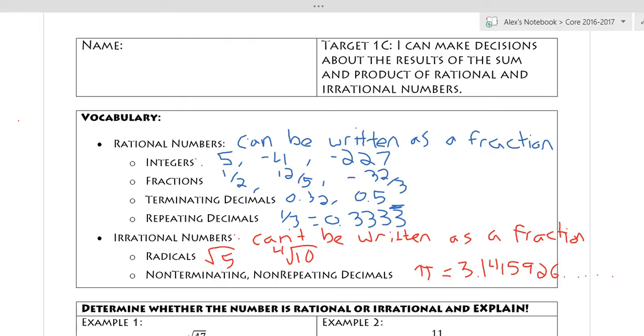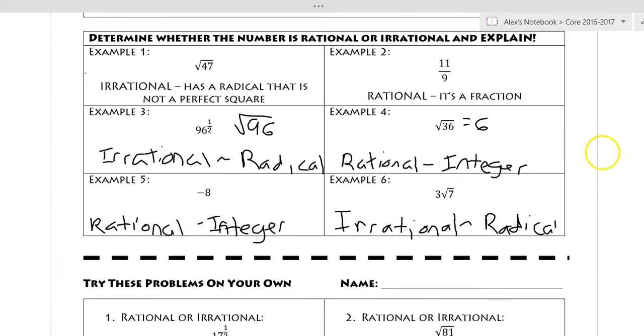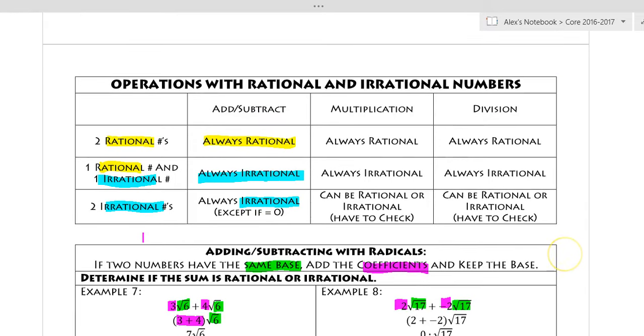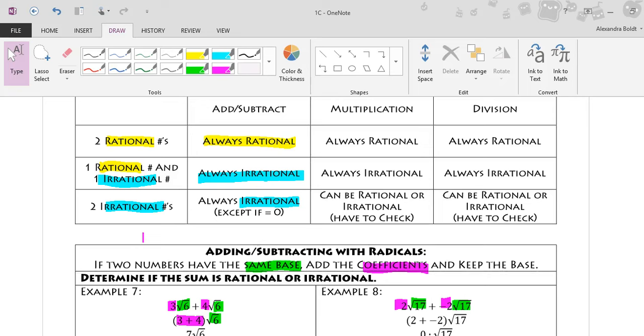Alright guys, we're back to finish up target 1C, which we're doing operations with both rational and irrational numbers, and then deciding if the answer is still rational or irrational. So, yesterday we looked at what rational and irrational numbers are, and then we added. So if you look at our table, today we still have multiplication and division. And if you look, multiplication and division are very similar.